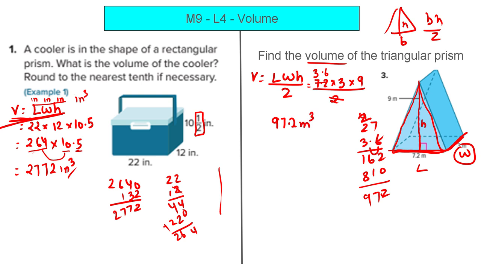Okay. So remember, if the prisms are coming, for the rectangular prism the volume formula is length multiply width multiply height, and for the triangular prism the formula is length multiply width multiply height divided by 2. That's it. Just remember like this, it will be easier for you.